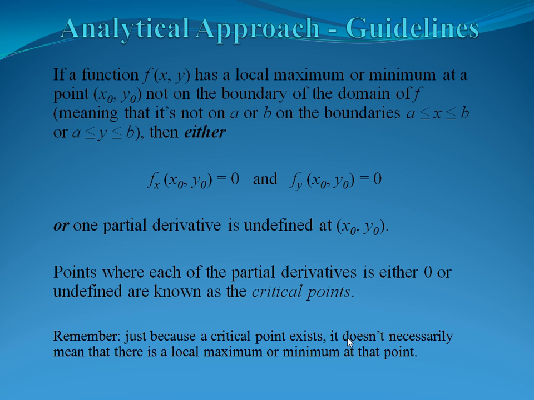So that means if you have something like 1 over x, at x equals 0, it's undefined because you can't divide by 0. So either you're going to have something that's undefined or both first partial derivatives will equal 0. So points where each of the partial derivatives is either 0 or undefined are called critical points. Remember, just because a critical point exists somewhere doesn't necessarily mean that it's a local max or a min at that point. After we learn how to do these computationally, we'll also learn how to classify them as local maxes, local mins, or neither.